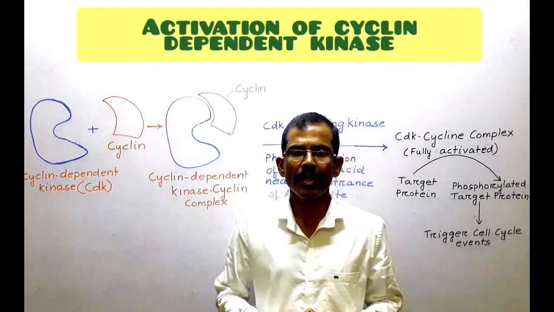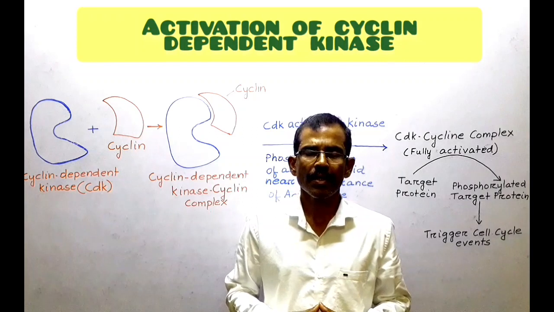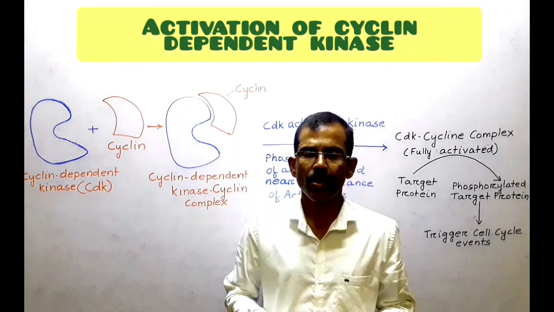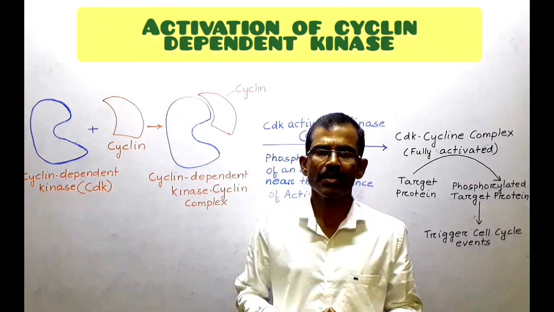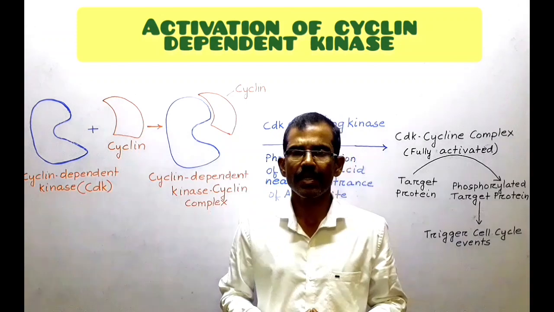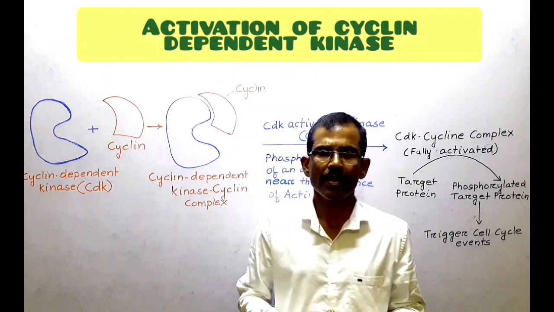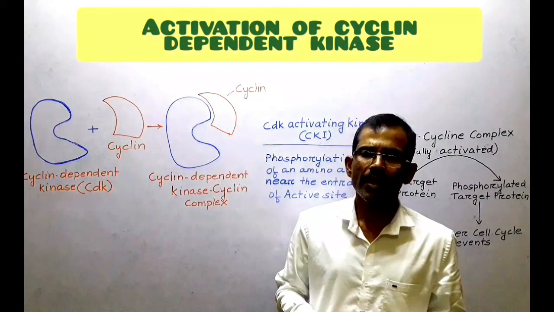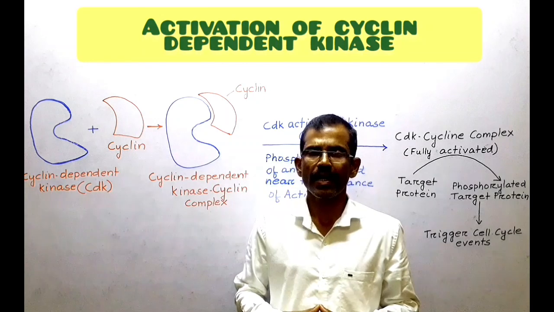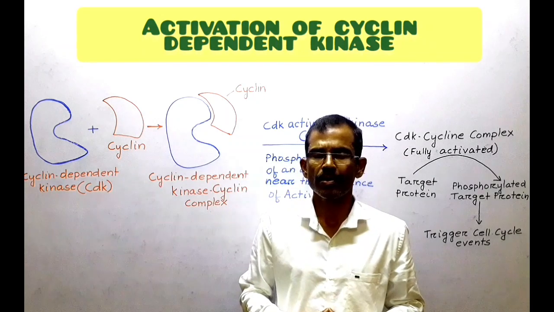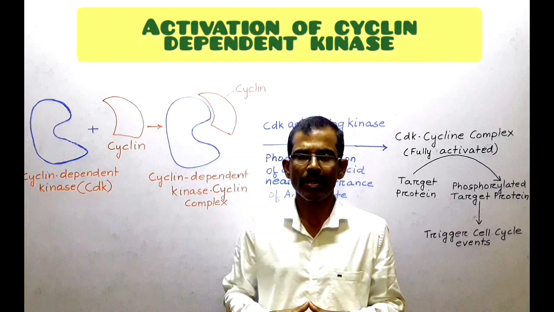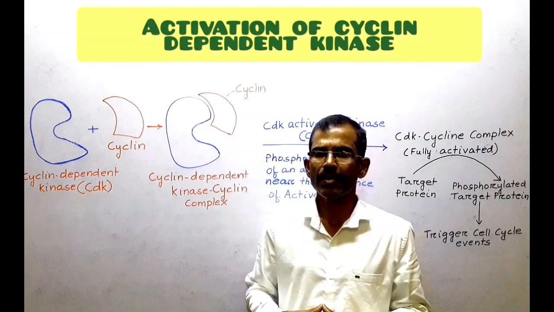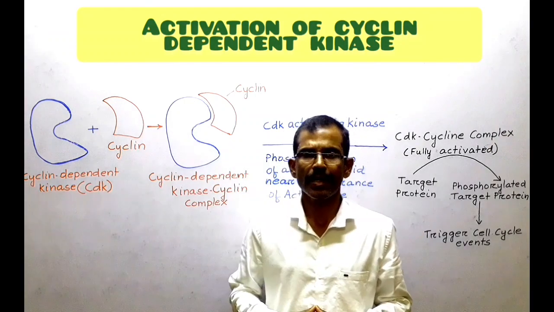Activation of cyclin dependent kinase. In yeast, there is a single cyclin dependent kinase which binds with all classes of cyclins and triggers different cell cycle events by changing cyclin partners at different stages of the cell cycle. But in vertebrates, there are four different cyclin dependent kinases, of which two interact with G1 cyclin, one with G1S and S cyclin, and the remaining one with M cyclin.